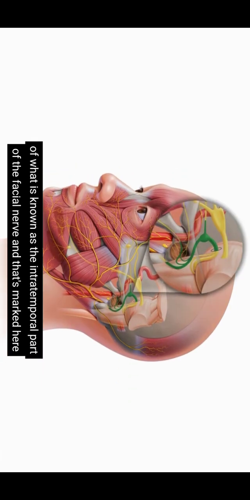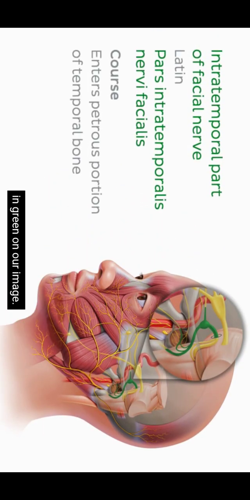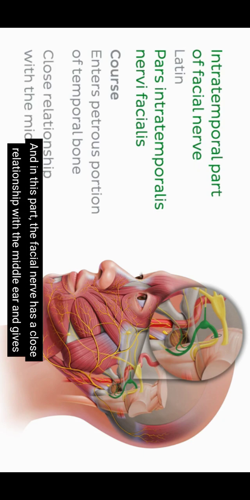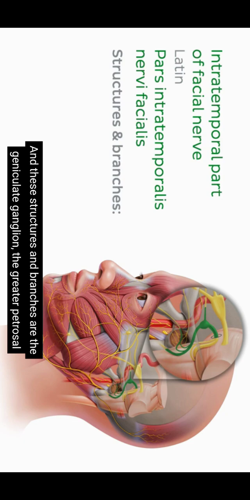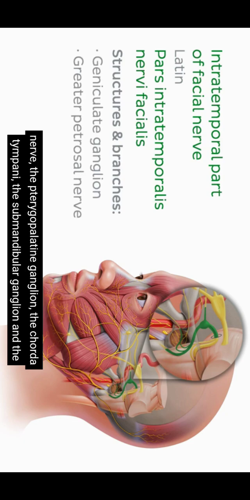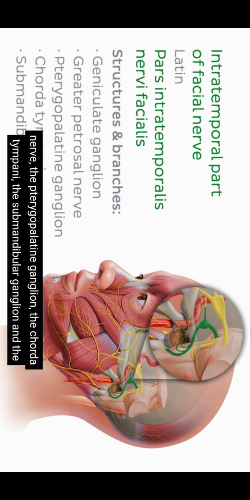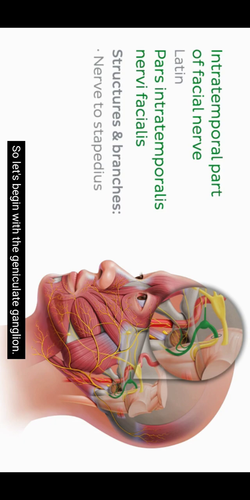And this marks the start of what is known as the intratemporal part of the facial nerve, and that's marked here in green on our image. And in this part, the facial nerve has a close relationship with the middle ear, and consists of various structures and branches that support a number of different functions. And these structures and branches are the geniculate ganglion, the greater petrosal nerve, the pterygopalatine ganglion, the chorda tympani, the submandibular ganglion, and the nerve to stapedius. So let's begin with the geniculate ganglion.